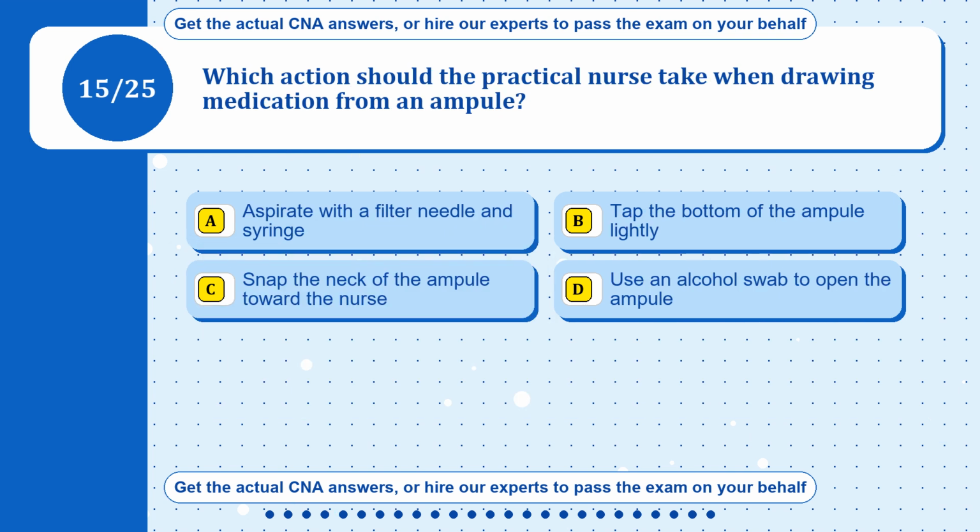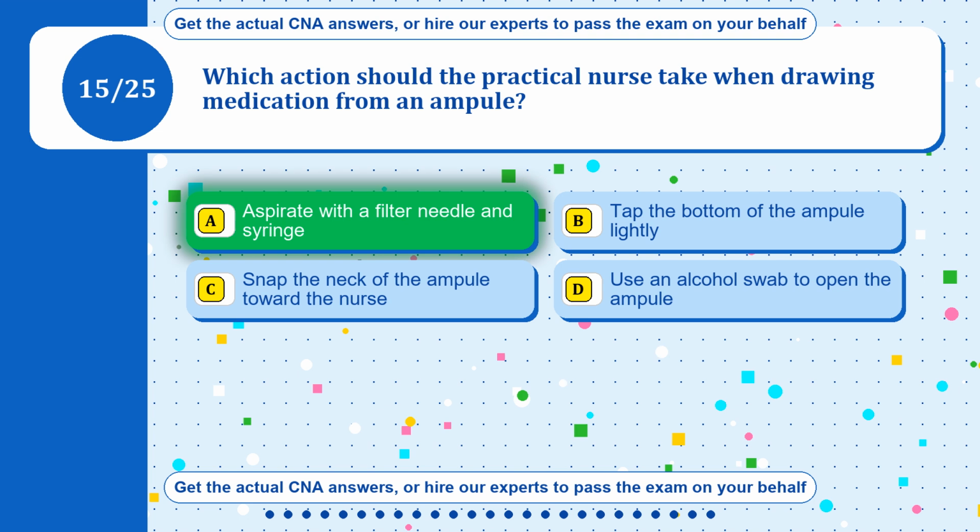Question 15. Which action should the practical nurse take when drawing medication from an ampoule? Option A, aspirate with a filter needle and syringe. Option B, tap the bottom of the ampoule lightly. Option C, snap the neck of the ampoule toward the nurse. Option D, use an alcohol swab to open the ampoule.